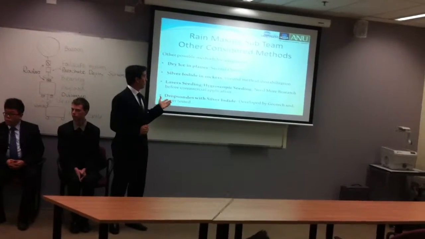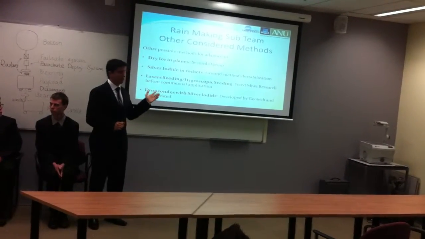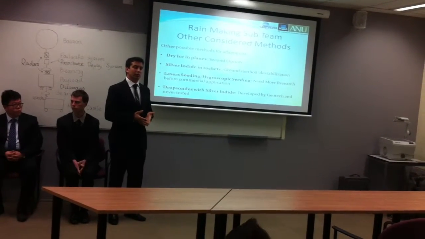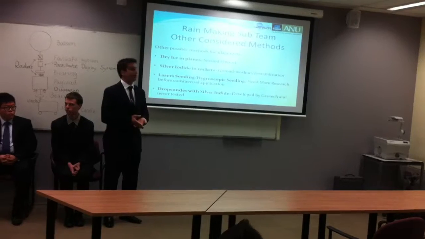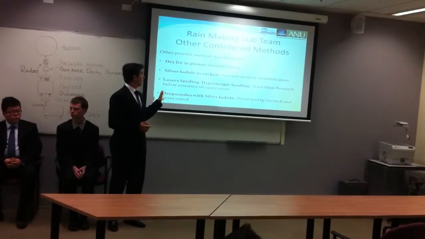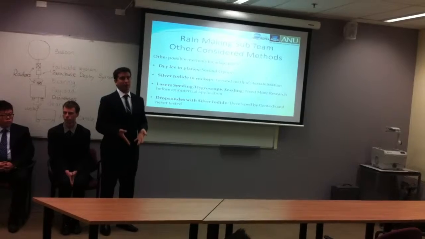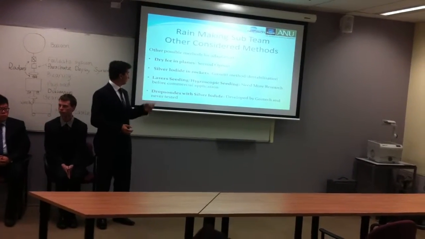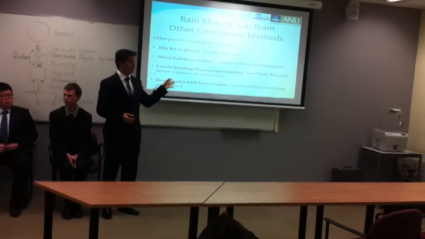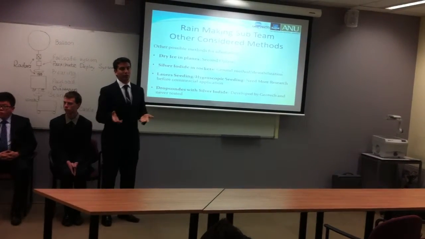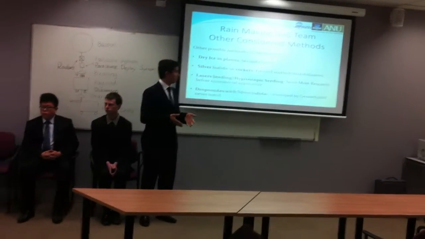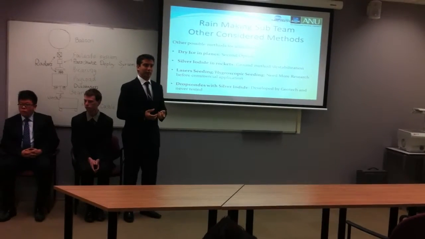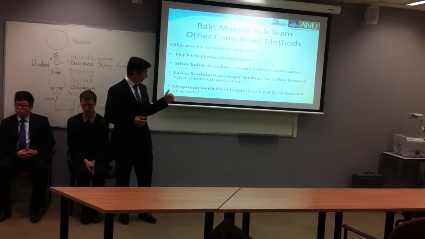Other possible ways that we could adapt was to use dry ice. That was our second option, but we found more articles about silver iodide, so we chose silver iodide. We could use silver iodide in rockets. It's a ground method currently, but we might get some destabilization from the balloon. Laser seeding and hygroscopic seeding are 2 possible ways that are currently under research, but still need more research before a commercial application.